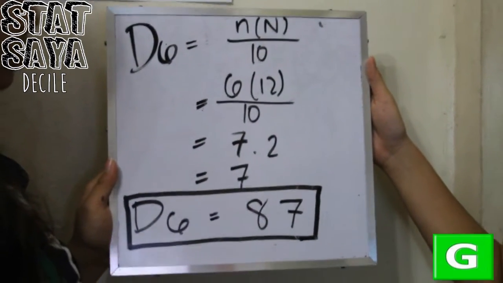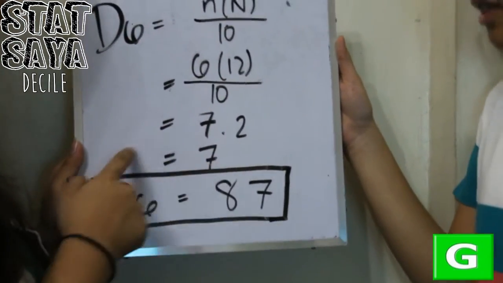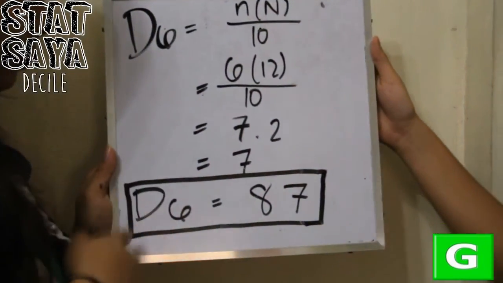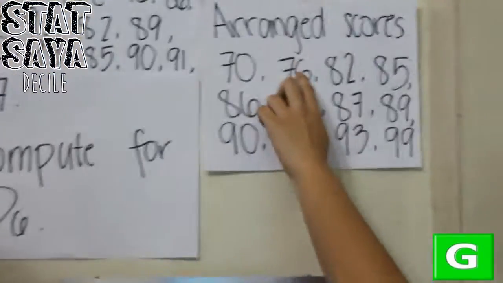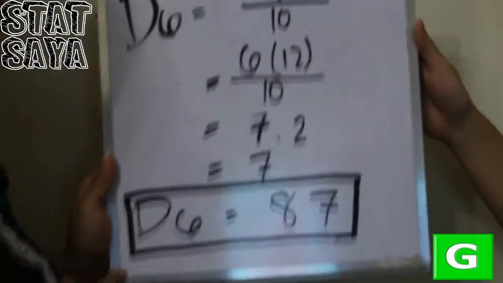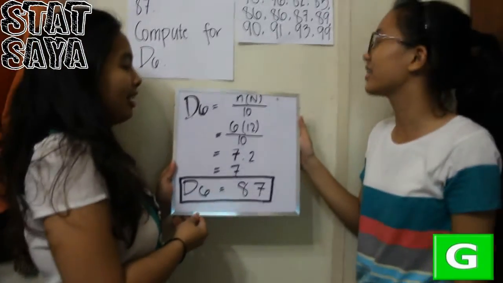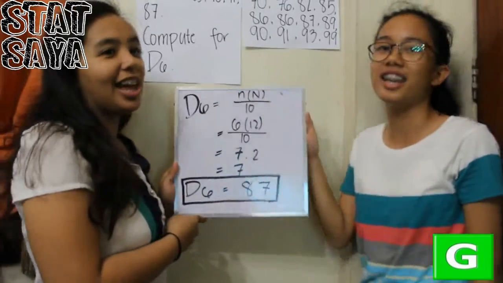The answer will be 7.2. Round it off to the nearest tens, and the answer will be 7. The seventh score is 1, 2, 3, 4, 5, 6, 7, 87. D sub 6 is equals to 87. The sixth decile is the seventh score, which is 87. Let's now move on to group data.